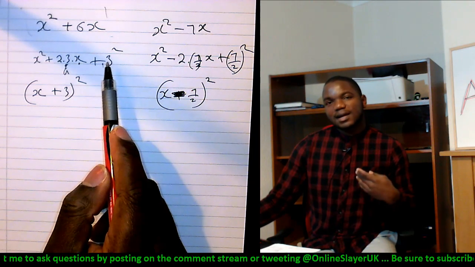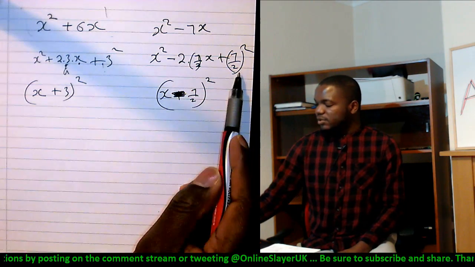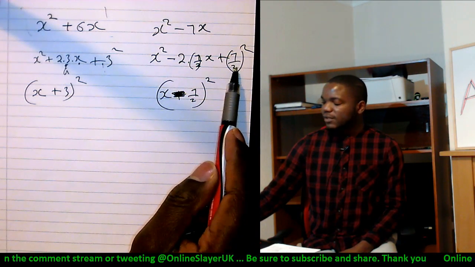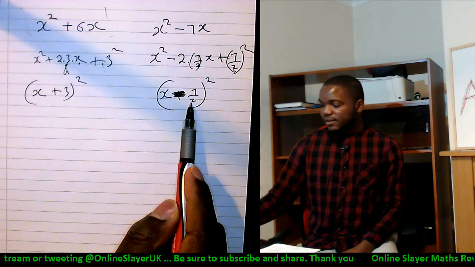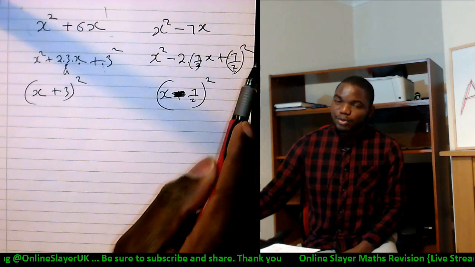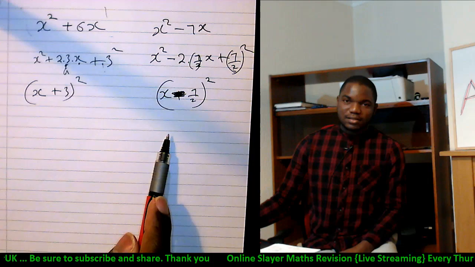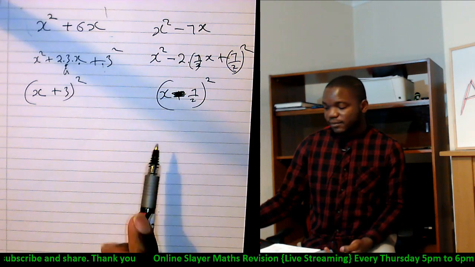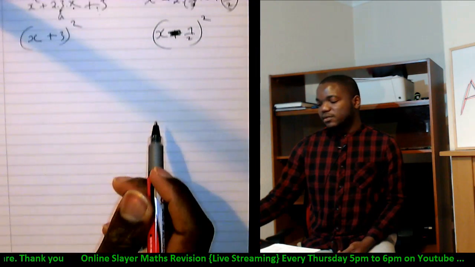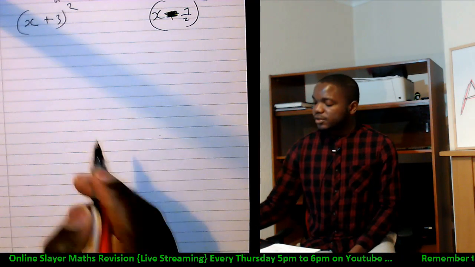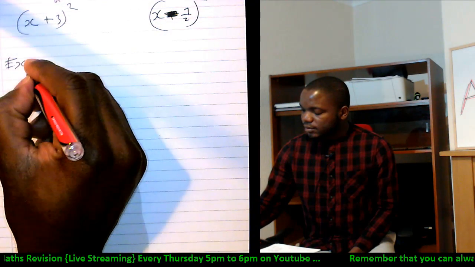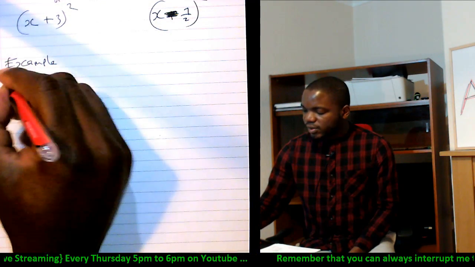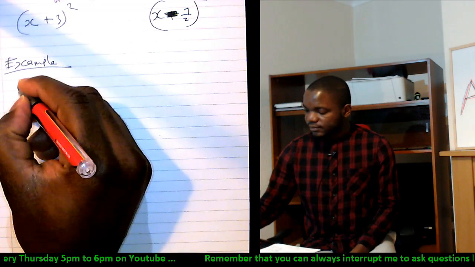Leave it the way I gave you. Because you have added plus 7 over 2 squared to get this, you have to subtract what you have just added so that you have exactly what I gave you. And these are the things we'll put into practice when we look at a question. So this is an example, and this is usually the way it comes out in exams.